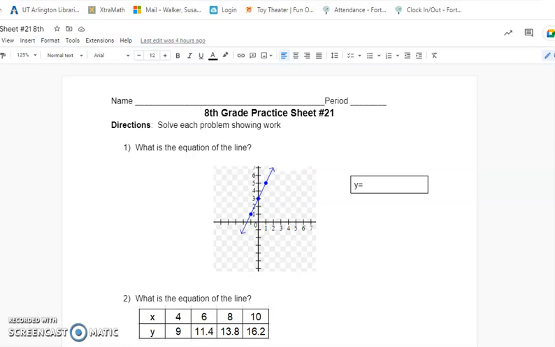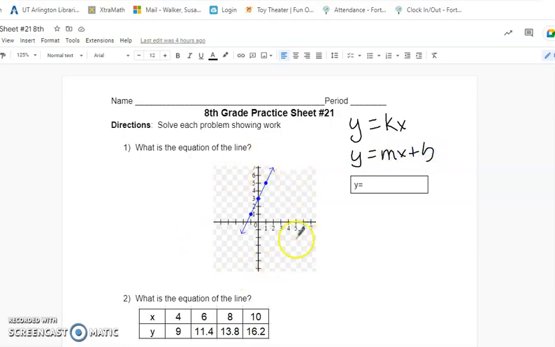Hello, 8th graders. We are working on practice sheet number 21. So we'll start with number 1. It says, what is the equation of the line? So remember, our two basic equations are y equals kx and y equals mx plus b.